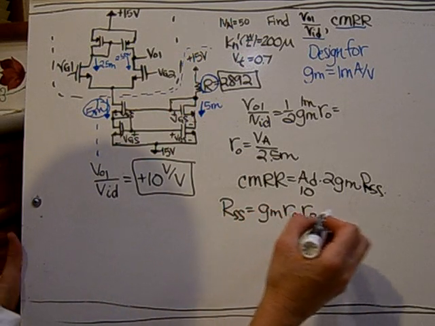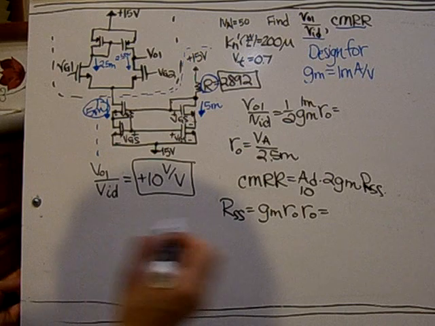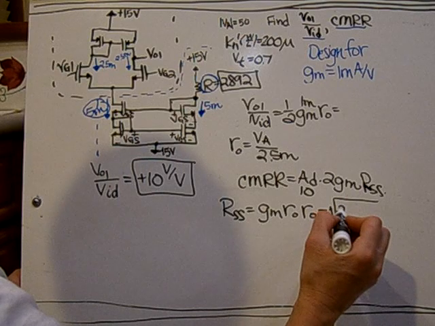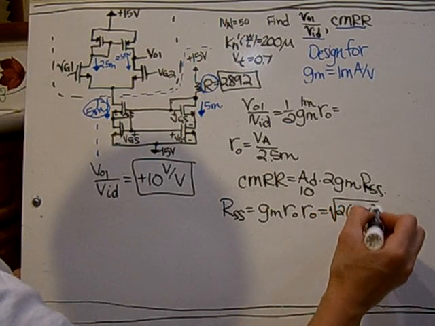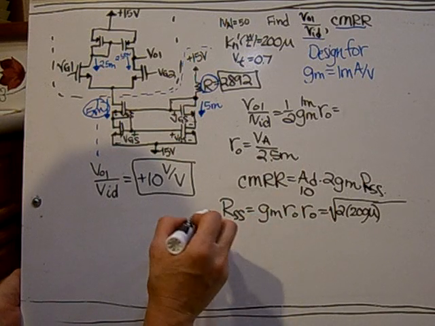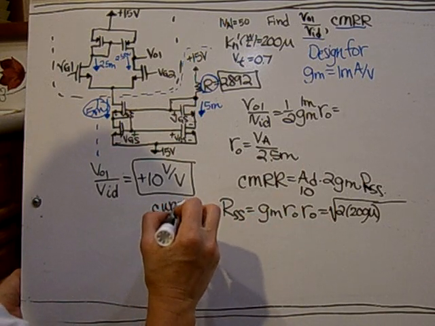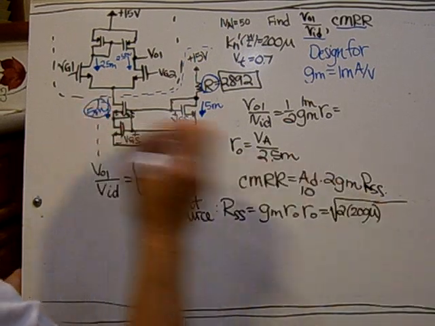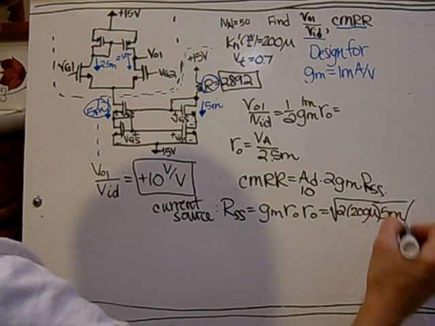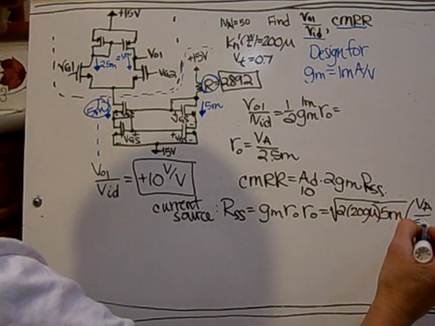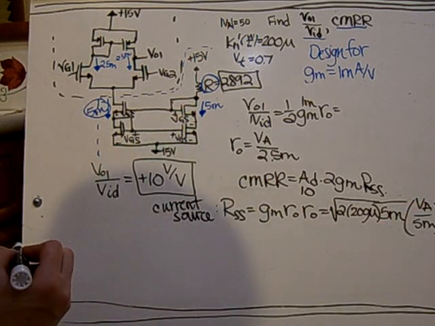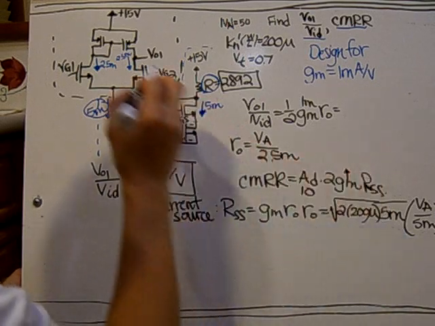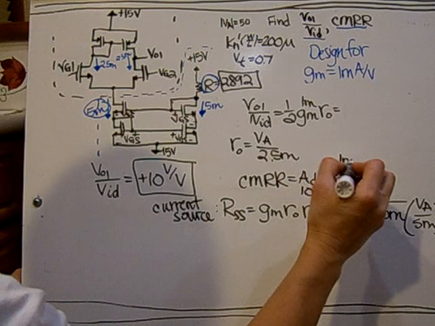where the GM and the ROs here are with the other current. So make sure not to use the GM of 1 milli, because now it's 200 micro, and the current flowing through the current source, which is what we're trying to find. This is from the current source. And that current is 5 milli. RO is going to be VA over 5 milli, and there's 2 of them, so squaring that. And then this GM up here is the GM of the top, so I would use 1 milli.